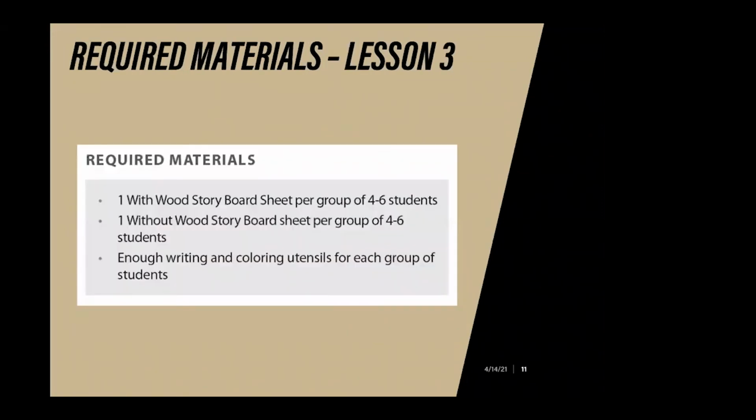So the only required materials in this lesson is one With Wood storyboard sheet per group. So you'll have about 4 to 6 students in each group. One group will get one storyboard so that they can all write together. They also get one Without Wood storyboard per group as well. And then enough writing utensils and coloring utensils for each group of students to use.